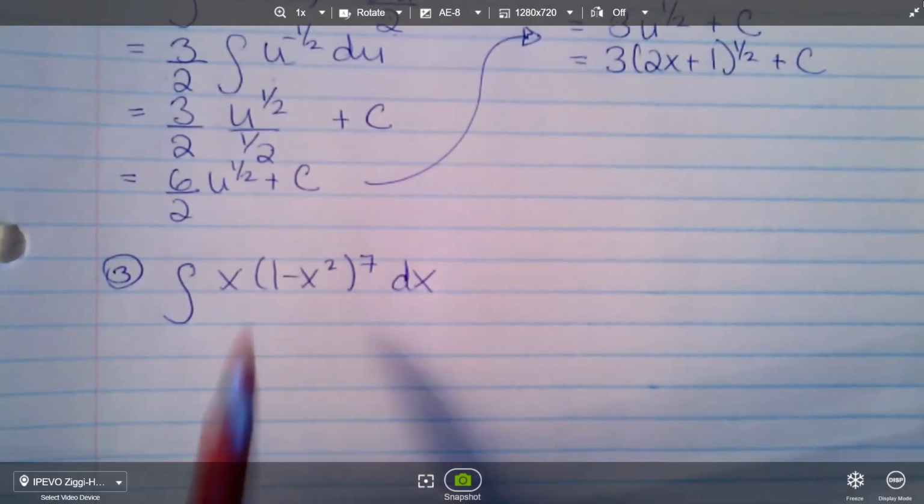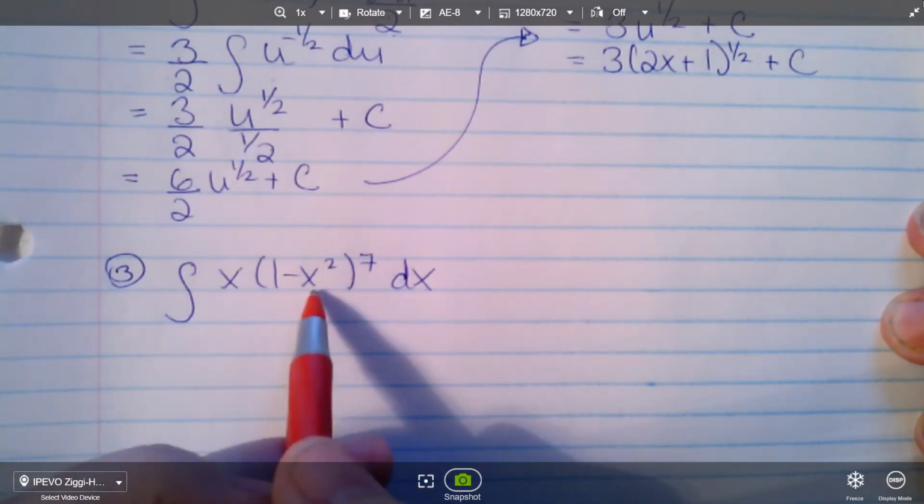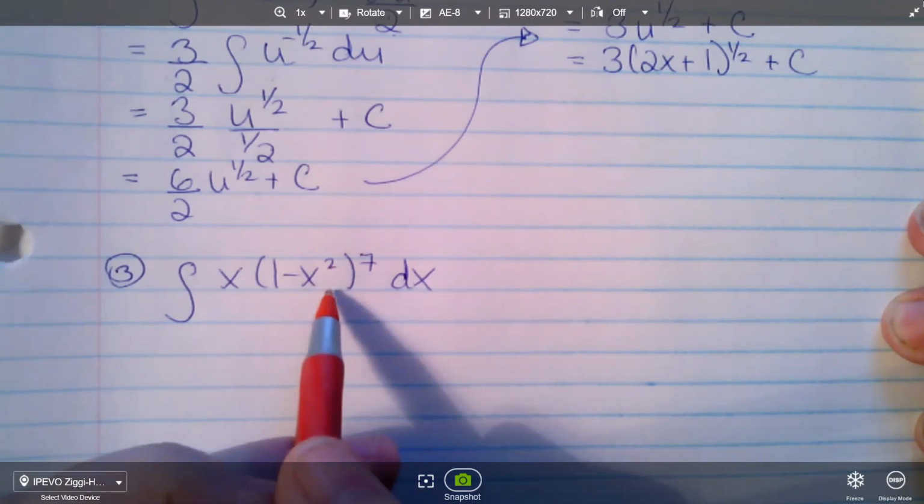So I've got a function inside of a power. What do I notice about the derivative of the inside? So the derivative of x squared would be 2x. Okay.